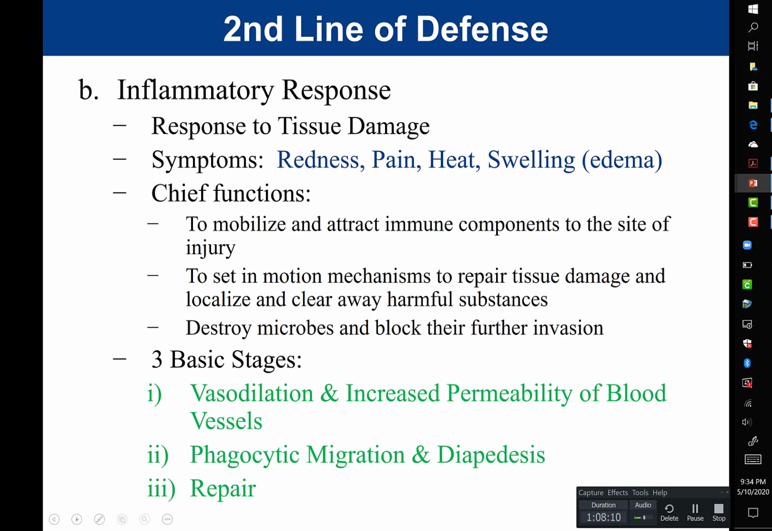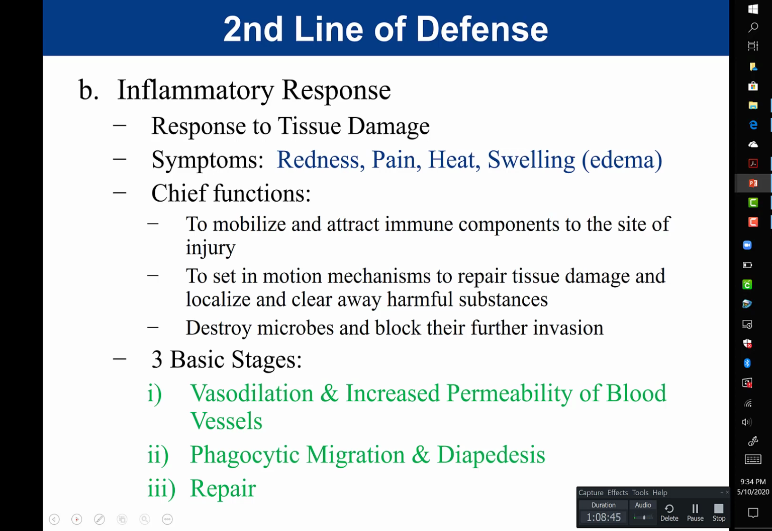The next part of our second line of defense is going to be our inflammatory response. And the inflammatory response is in response to tissue damage. There are several symptoms associated with the inflammatory response. Symptoms of inflammation would include redness, pain, heat, and swelling or edema. These would be symptoms that inflammation is happening.